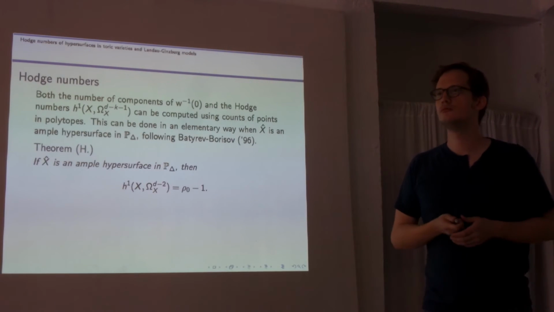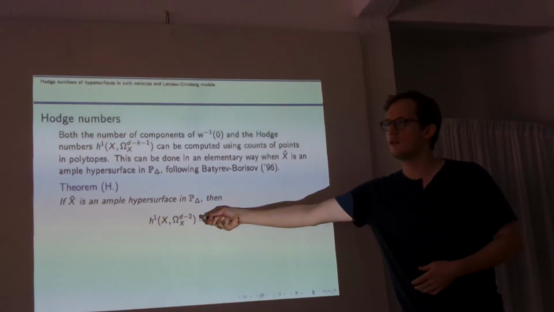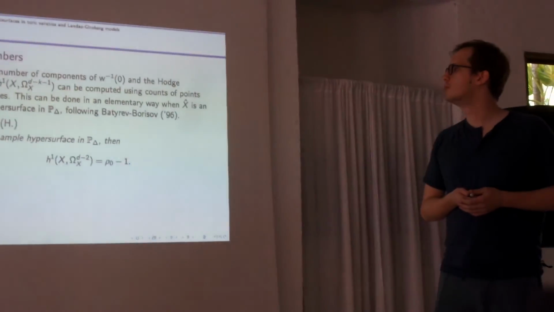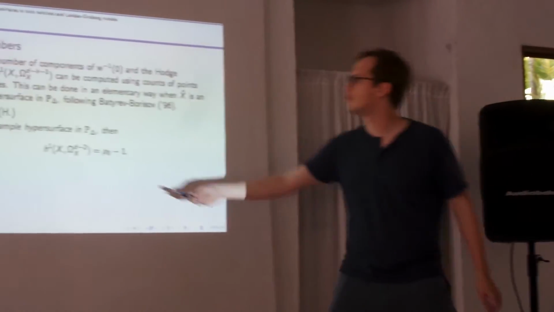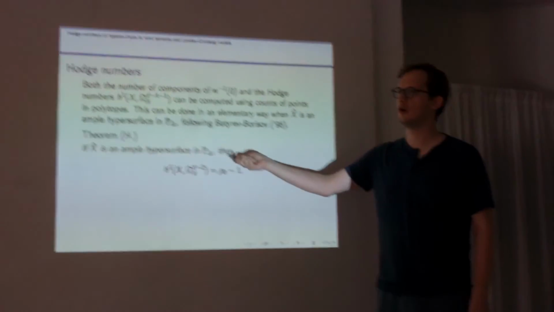So what's the relation of x hat and x? One is the resolution of x? Yeah, x is a resolution of x hat. Right, so this is no longer an ample hypersurface in the resolution of this. And once again, what is rho 0? Rho 0 is the number of components in the fiber over 0. W.